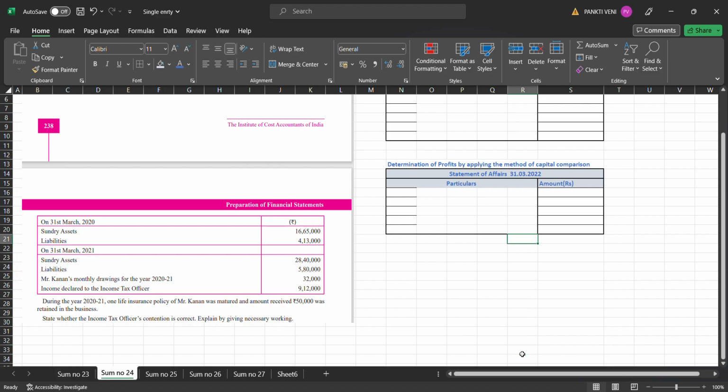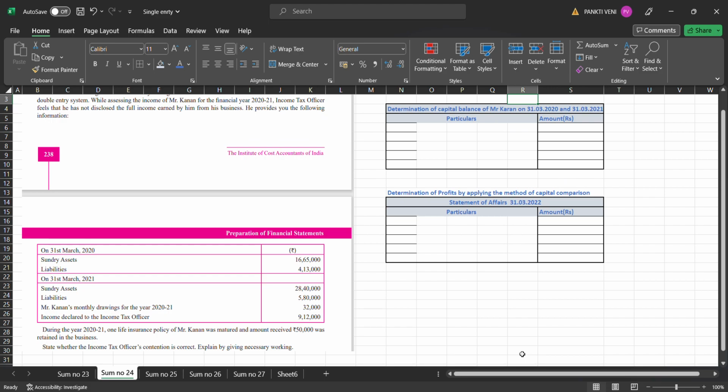So what we are supposed to do here is, first it is very clear, opening capital and closing capital is not given. So I have to find out that. And then I'm supposed to answer the amount of profit. Okay, so let's go for that sum.